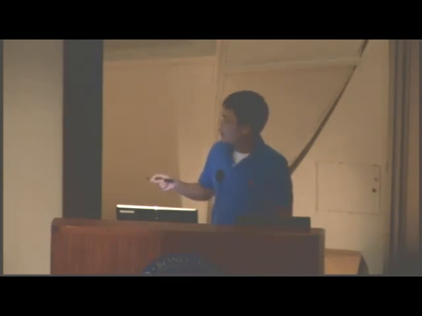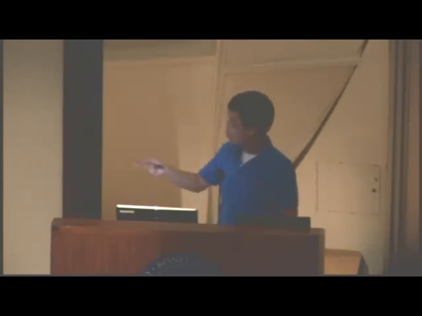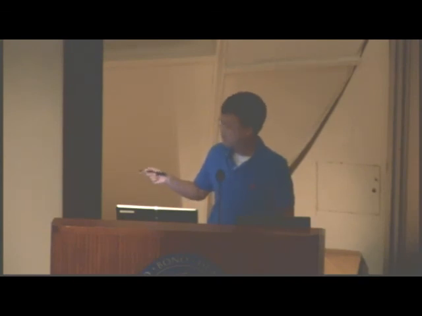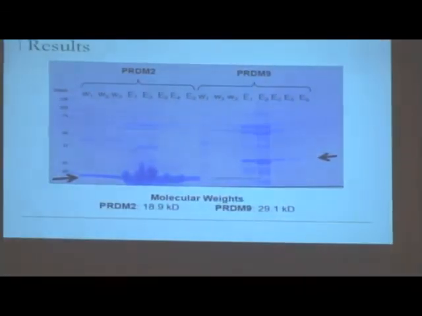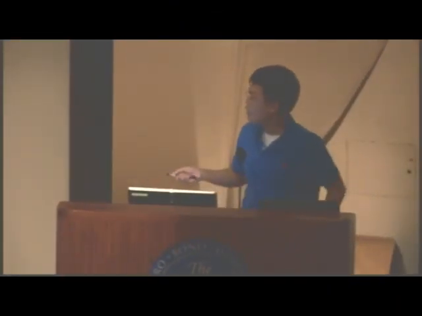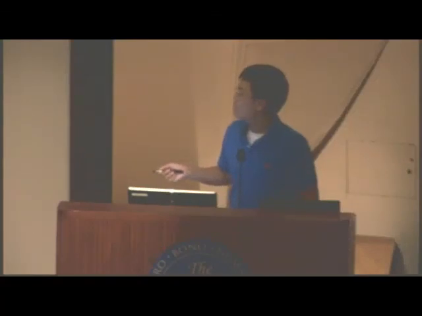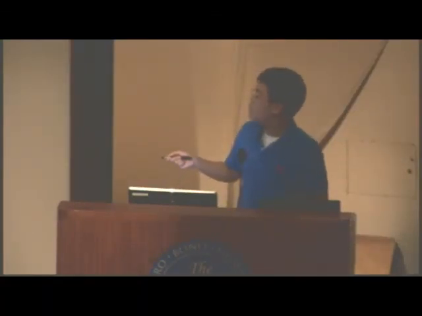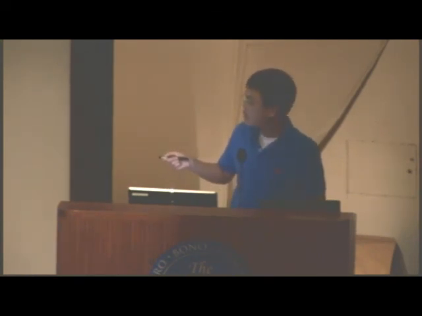If you look at the actual picture right here, where I'm pointing, that's not a mistake. That doesn't mean that something happened when I ran the gel. There was so much protein that it was super saturated. It was so purified that now there's a big glob, as you can see. And it's about correct, because the PRDM2, which is the left side, the molecular weight is 18.9, and it's right below number 20.